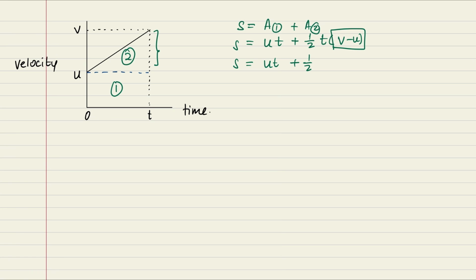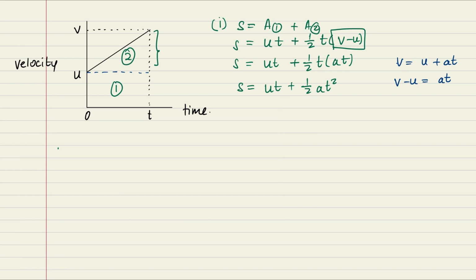Now we know from the first equation of motion that v is equal to u plus at. That means that v minus u is equal to at. Now I can replace that. So I can have t into a times t. So s is equal to ut plus half at squared. And this is the first method that we can use to derive the second equation of motion.